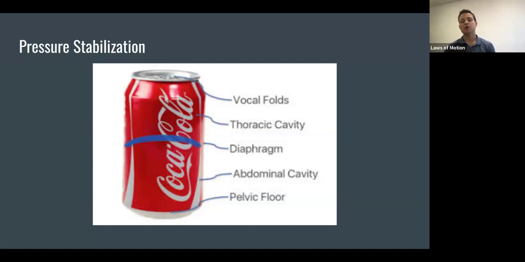At any point, if the can is closed, most people are able to stand on the can and it doesn't crush. The second that you pop the top, you can squeeze in from the side, you can step down from the top, and you can easily crush that can. So any sort of weakness or failure in any of these muscles can lead to some weakness in your core.